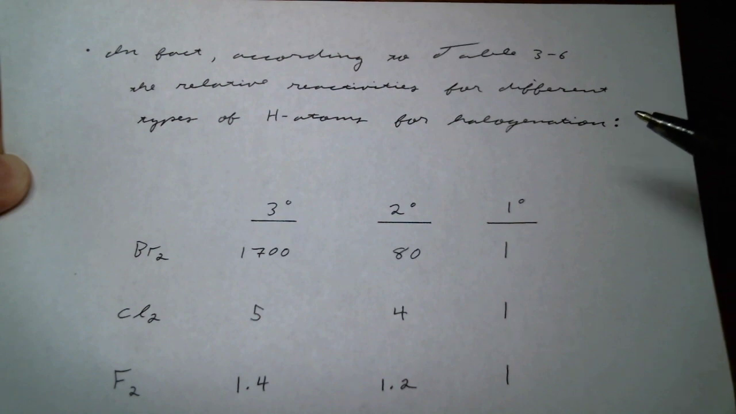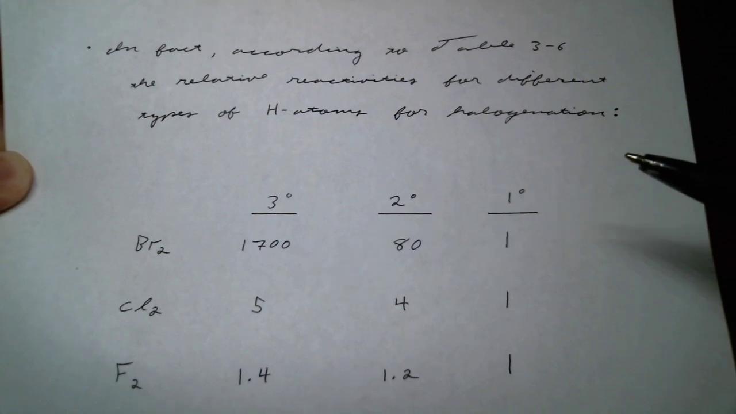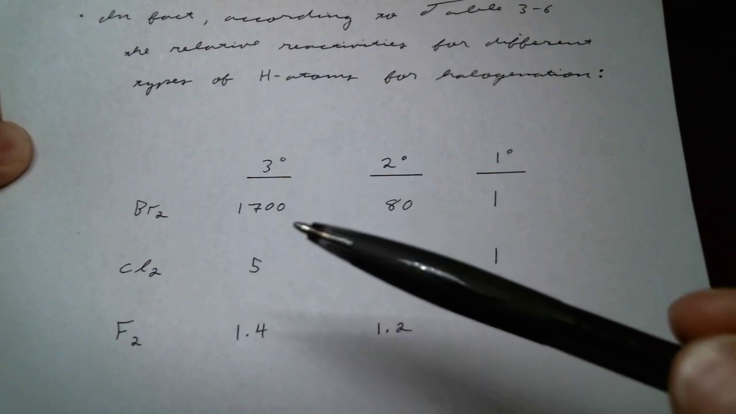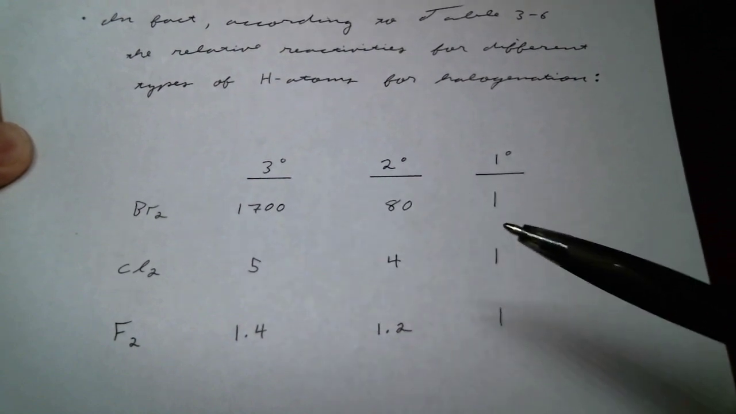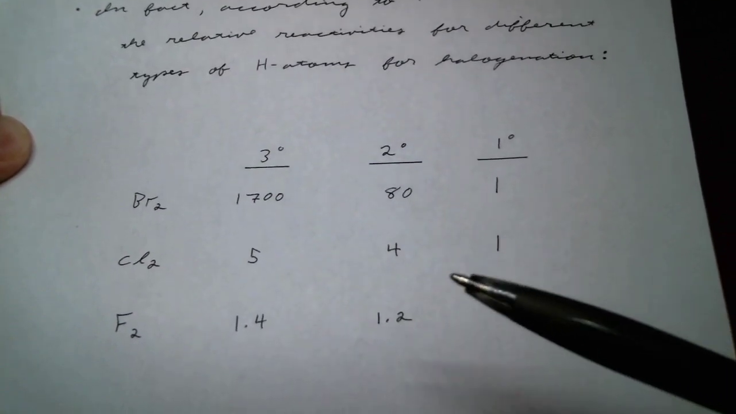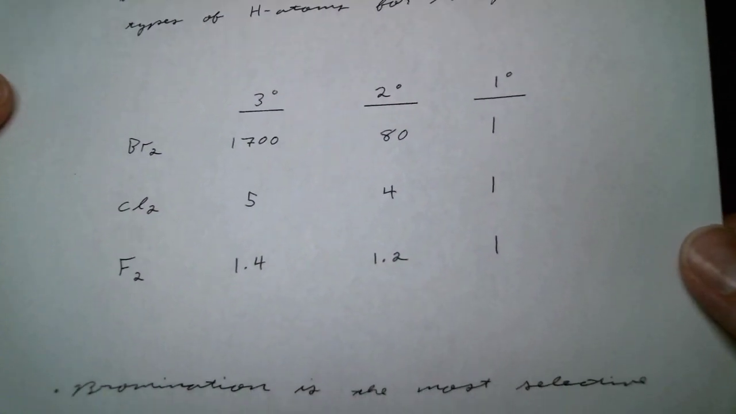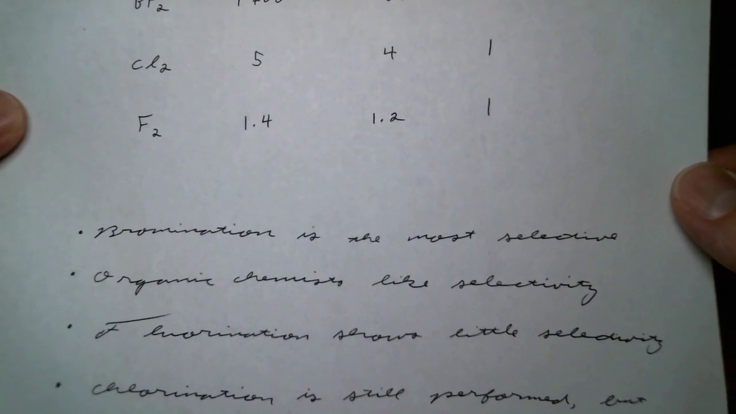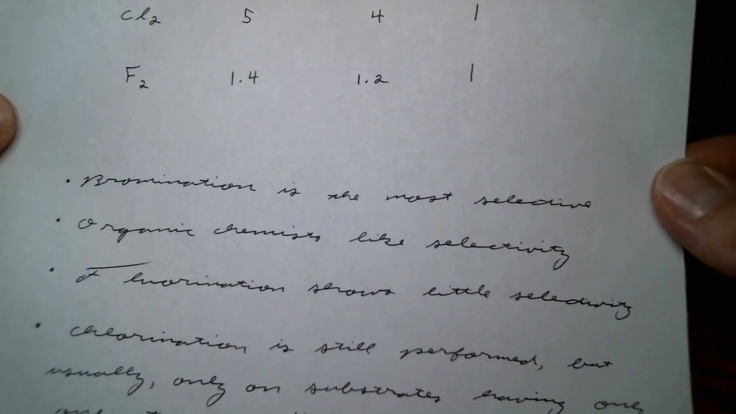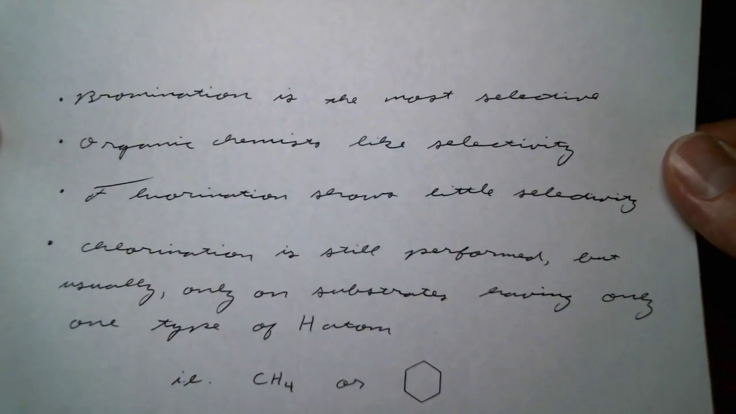In fact, according to Table 3.6, the relative reactivities for different types of hydrogen atoms for halogenation. Here we go. For radical bromination, tertiary is 1700, secondary 80, primary 1. Chlorination 5 to 4 to 1, fluorination 1.4 to 1.2 to 1. So bromination is the most selective.